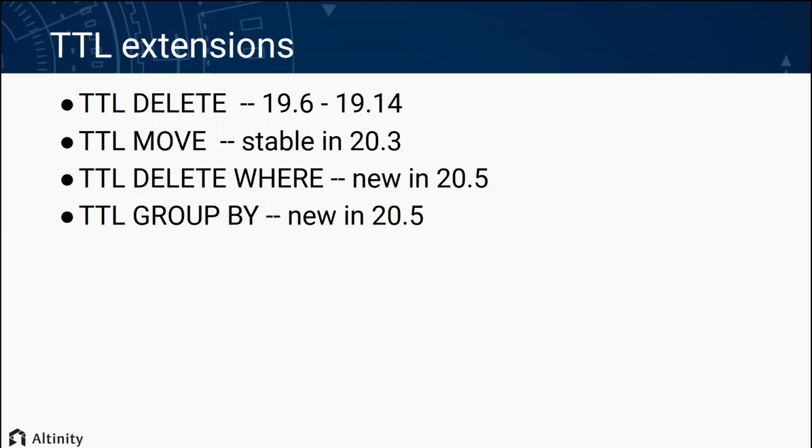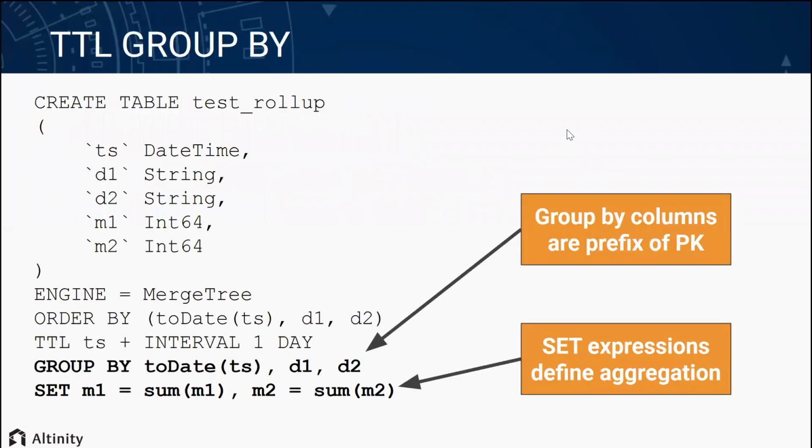But the community picked this feature and continued to add some new interesting flavors of TTL expressions. For example, in 20.5, we have TTL delete where, which allows you to specify an extra condition for the rows that need to be deleted by the TTL expression. And last but not least is a very interesting feature, TTL group by. Let's go to the next slide to see what it does.